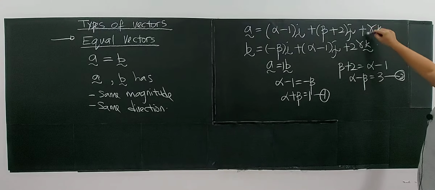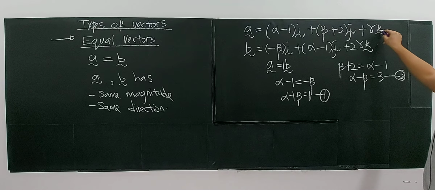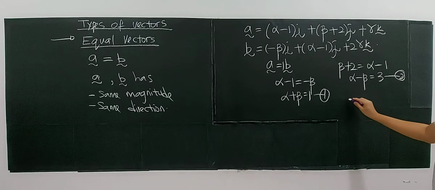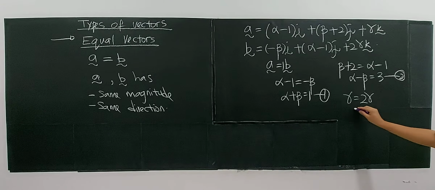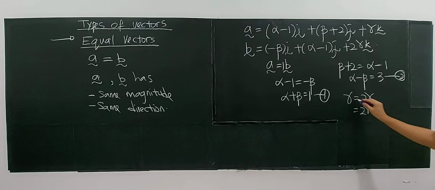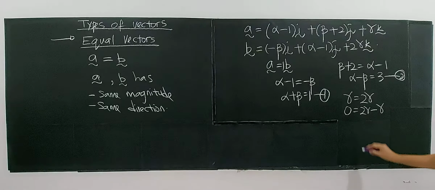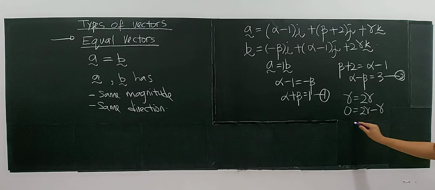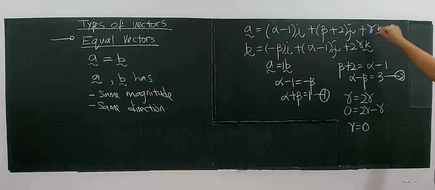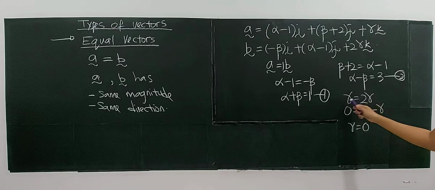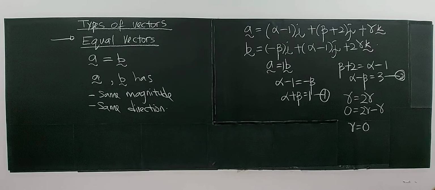Of course the gamma: the coefficient for k for this vector will be the same also. It means that gamma is the same as 2 gamma here. To solve this, we have 2 gamma minus gamma equals 0. So gamma equals 0. Because if these two are the same, definitely it must be 0. You see, gamma is equal to 2 gamma, so this must be 0. So now you know that gamma is 0.